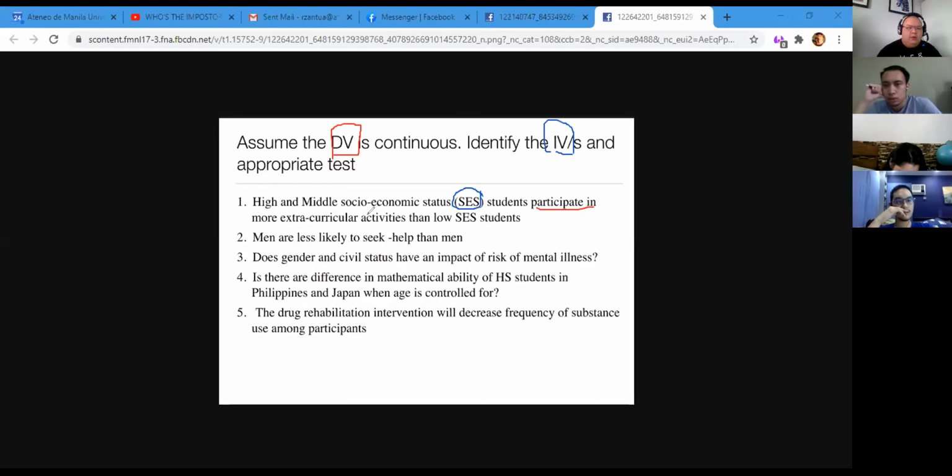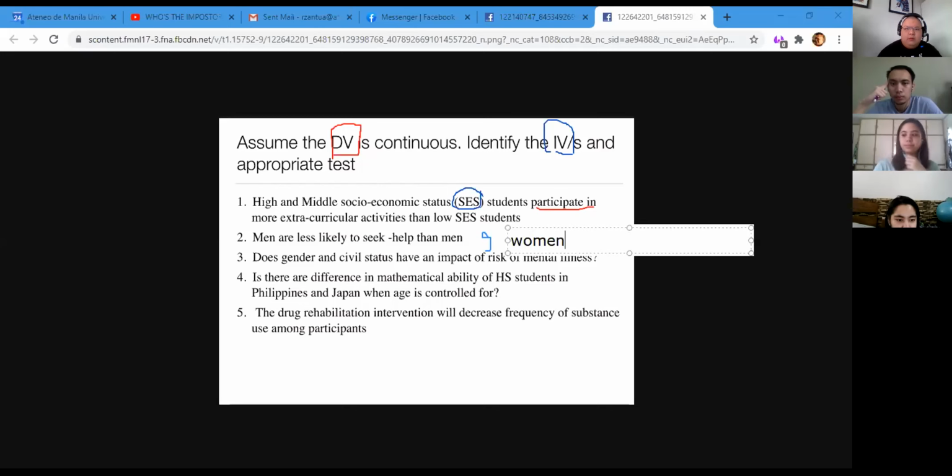The IV for 2 is, what does this mean? Parang gender? Baka women yung... Yeah. Gender. Only women. Yeah, isa ata dyan women dapat. Baka women yung second. Let's write it down. So number 2, IV is gender.